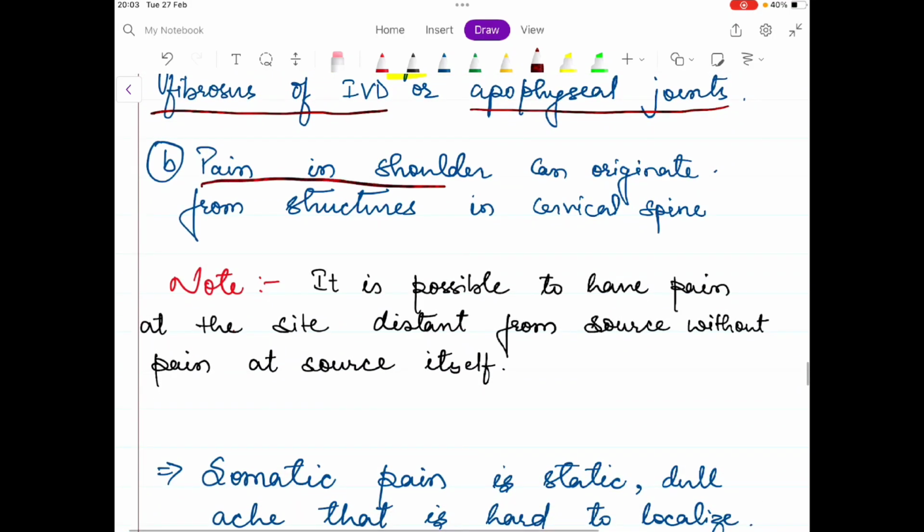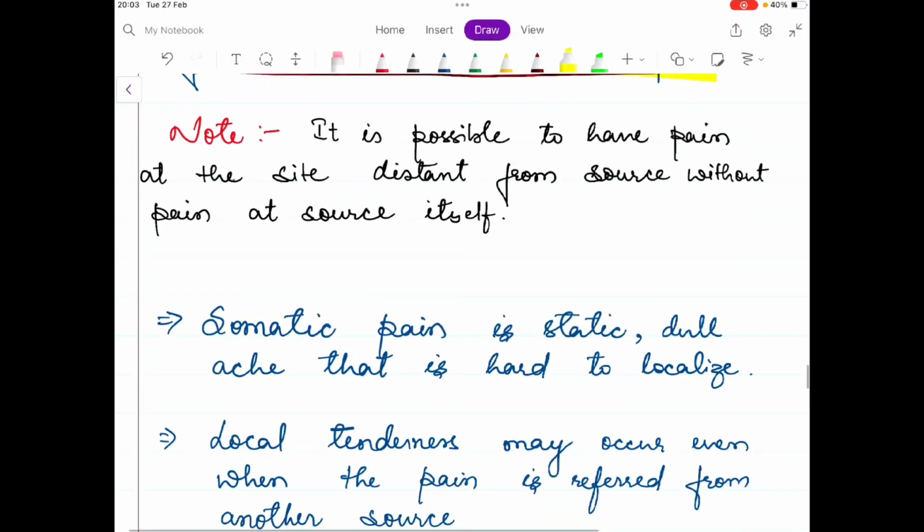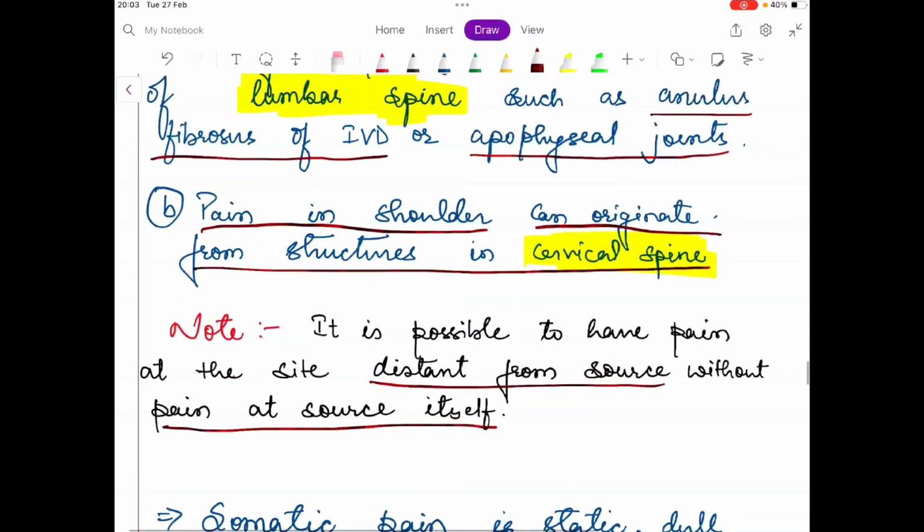Second example is pain in the shoulder that can originate from structures in the cervical spine, another one of the most important examples of somatic pain. Again, one note on somatic pain: it is possible to have pain at a site distant from the source without pain at the source itself. For example, as we have seen earlier, the patient is perceiving pain in the shoulder which originated from the cervical spine. So it is possible to have pain in the shoulder without having pain in the source, or cervical spine.